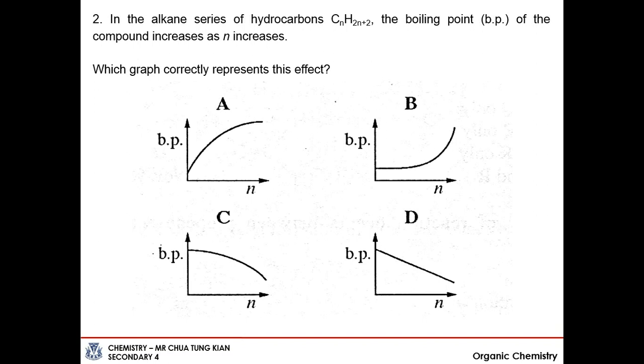What happens to the boiling points as the number of carbon atoms increases, or as n increases? So as the number of carbon atoms increases, you have stronger van der Waals forces between the molecules, which means you need more energy to overcome them, so your boiling point will increase. So we look for the graph which shows an increasing trend. Answer is A.